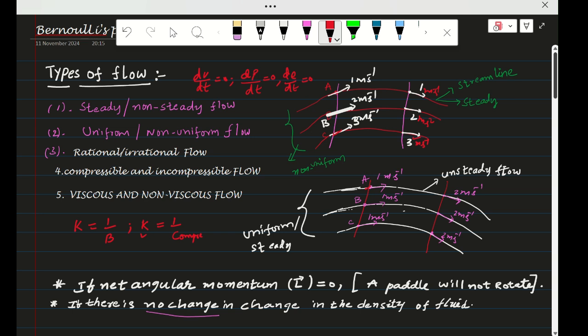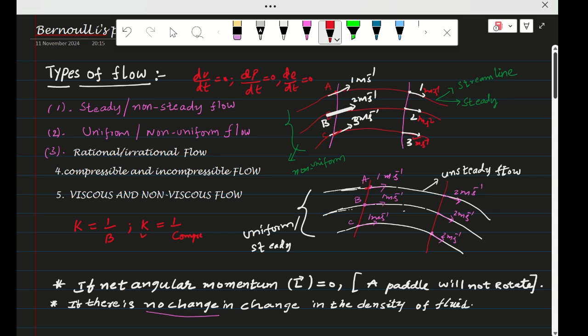And if compressibility is 0, then Poisson ratio is equal to 1 by 2. If there is a strain, compulsorily there will be some compression or expansion, meaning a change in volume. Only if change in volume is 0, Poisson ratio 1/2 will come, but that is not possible where stress or strain happens.